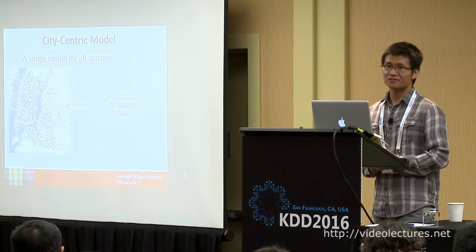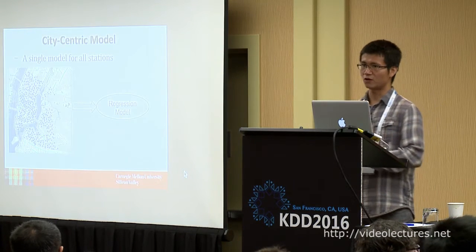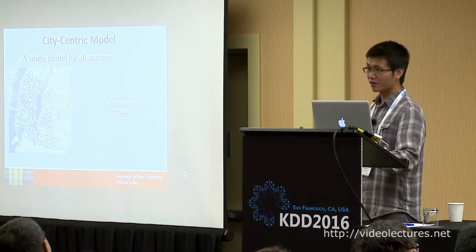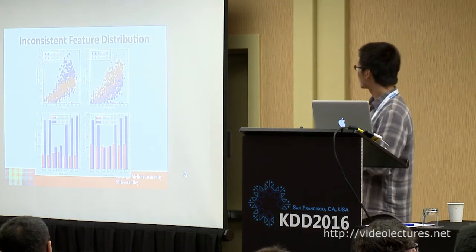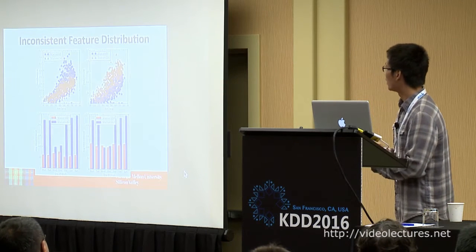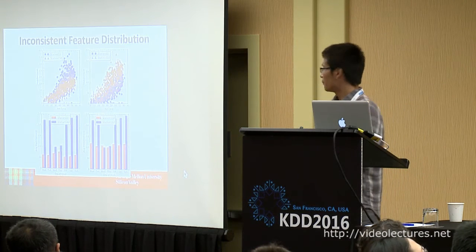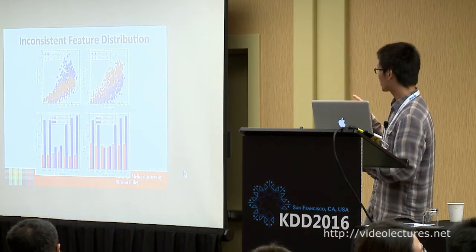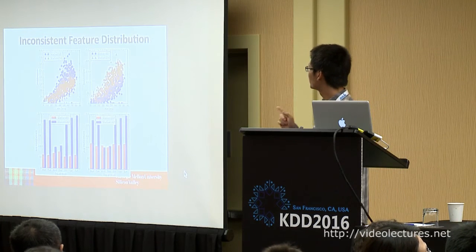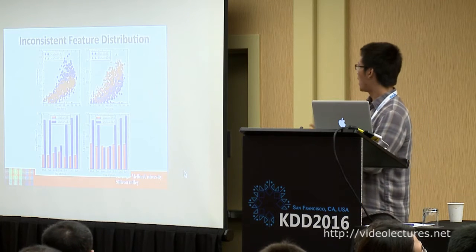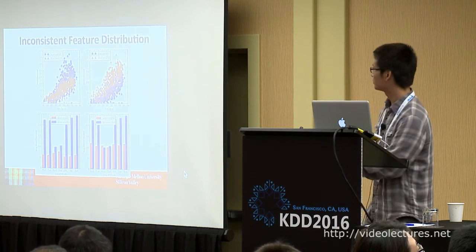Okay, then it's very straightforward to come up with the city-centric model, which is a single model for all the stations. It's very easy to understand, but there will be a very critical problem here because the distributions of the features between the stations might not be the same. So let's take a closer look at the minimal temperature feature. We can see that the shape of the blue stations and the red stations are different. The same thing happens in the minimal temperature between the other two stations.